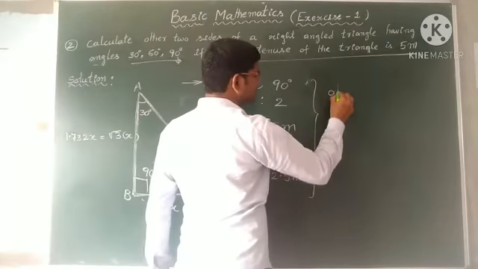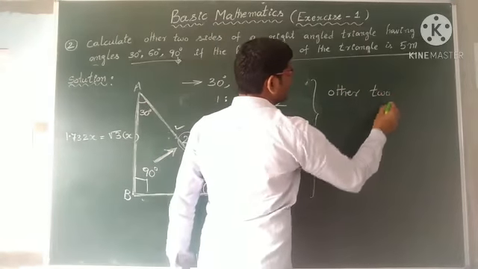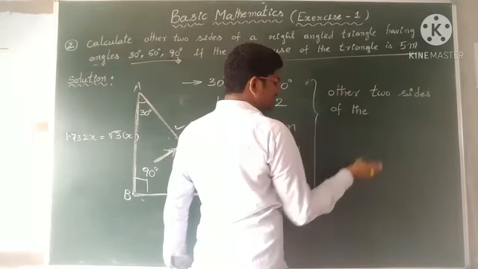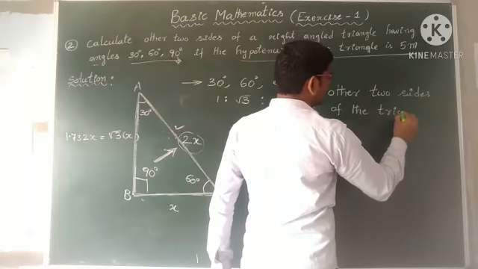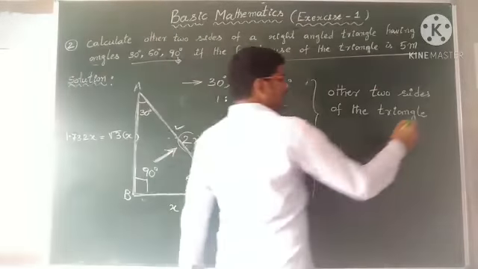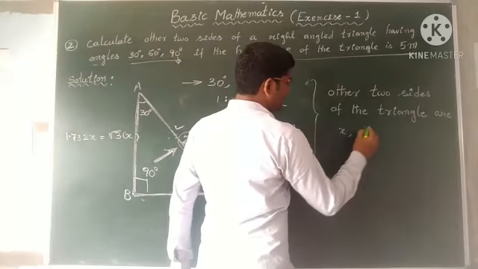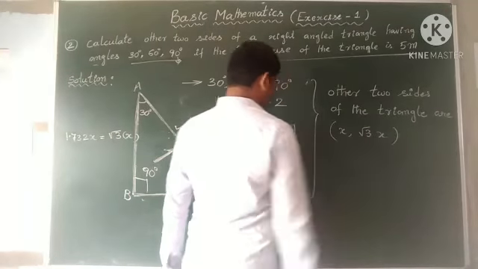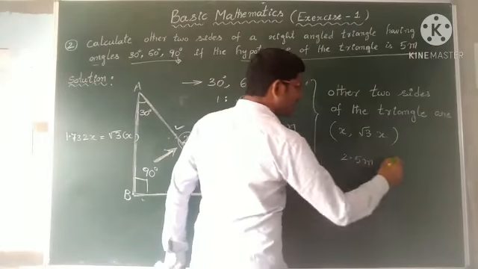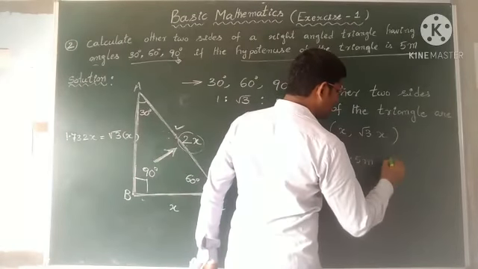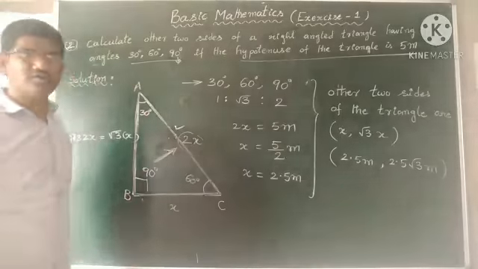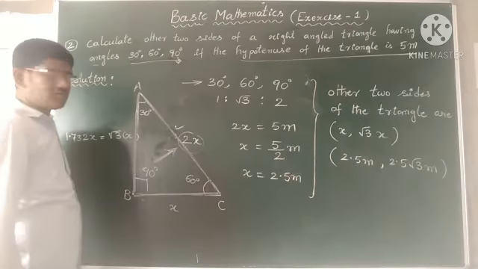Now the other two sides of the triangle, which is what the question asks, are x and root 3 into x. This x value we have already got as 2.5 meters, and root 3 into x is 2.5 into root 3 meters. This is the solution. So you see which side they have given for you and make that equal to the given side length.